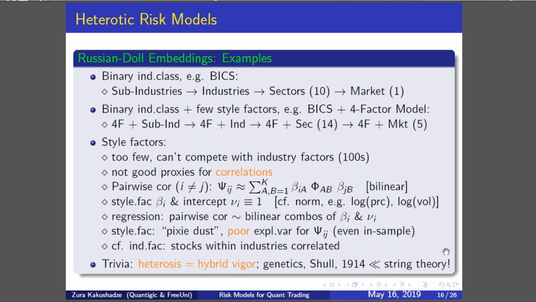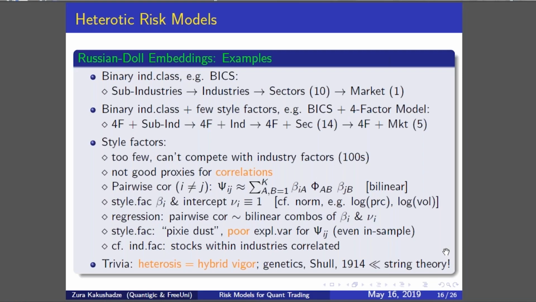Well, the real way of thinking about it is that it's just the intercept. So when you talk about one style factor, say log of the price, it's never just log of the price. It's log of the price plus the intercept. That's why you have to include the intercept always. And so I can take this beta and this nu, which is the intercept, and I can build bilinear combinations of beta and nu. There are going to be 3 bilinear combinations. And I can ask, are these bilinear combinations good proxies for modeling correlations in my sample correlation matrix?